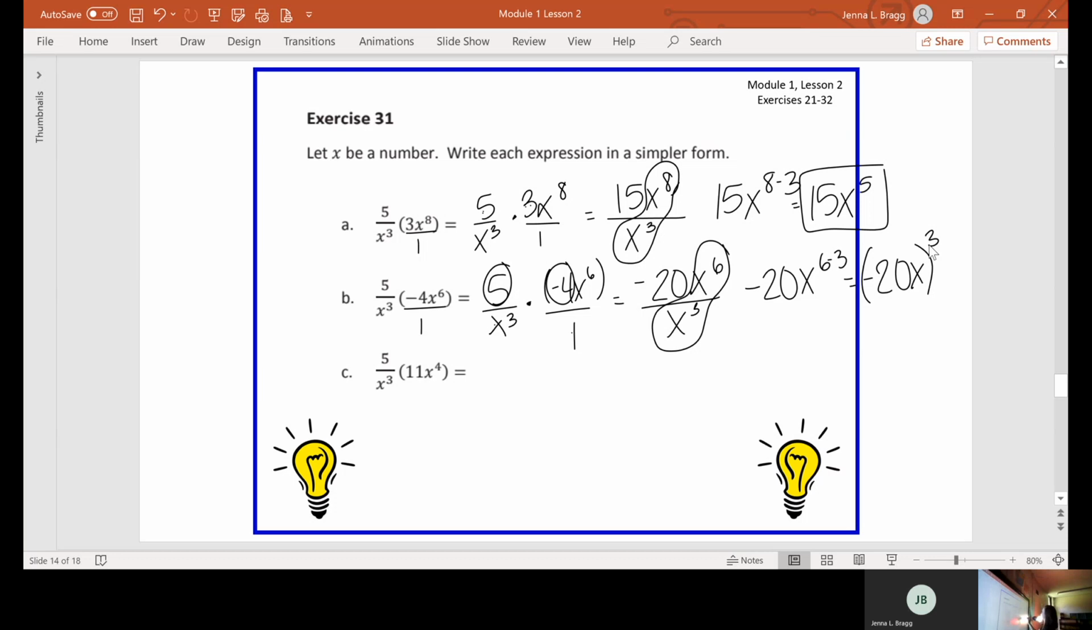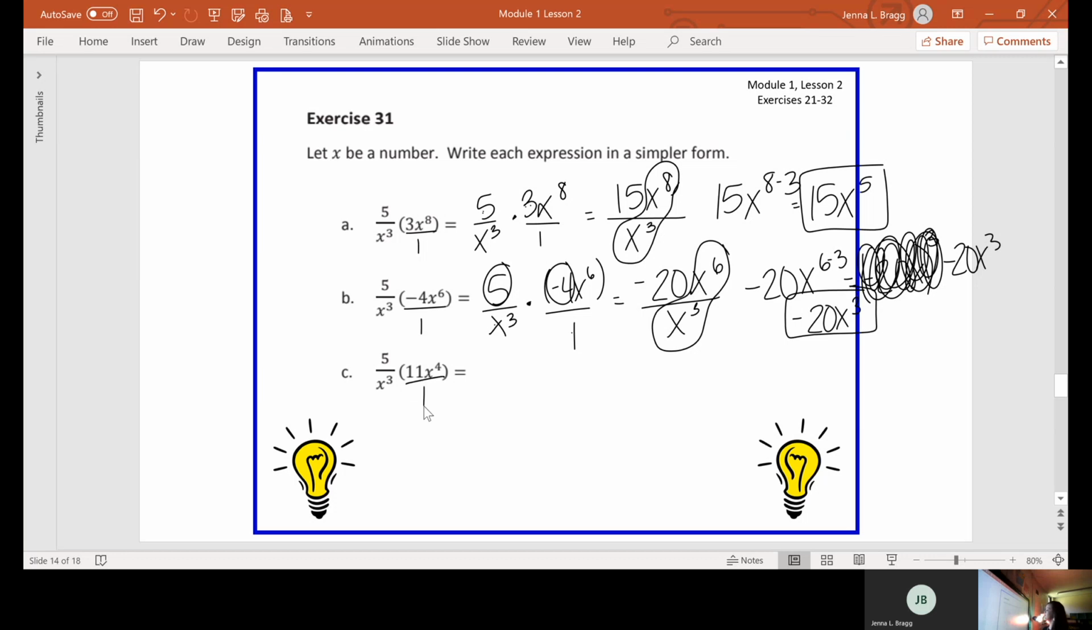Actually, no, back up. It's not on the outside because the 3 only applies to the x. So this is a good point for me to bring up, okay? You would only put the parentheses around that negative if the 3, the exponent of 3, also applied to the negative 20, meaning you're multiplying negative 20 3 times. We are not. So we don't need the parentheses for that.